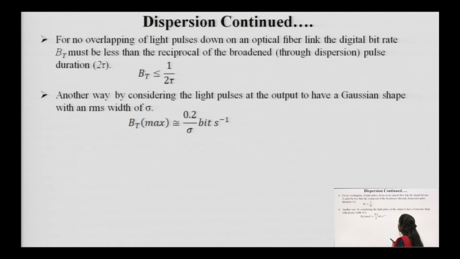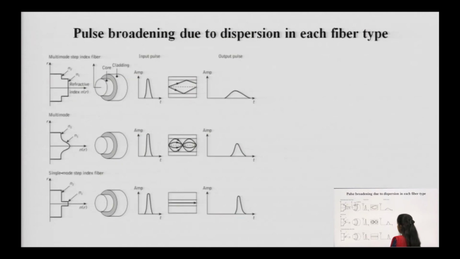For the no-overlapping condition, what do we have to do? We have to keep the optical fiber link digital bit rate less than 1 by the pulse duration. The bit rate should be less than the reciprocal of the pulse duration, and similarly it can be written this way also, where sigma is our RMS pulse width.